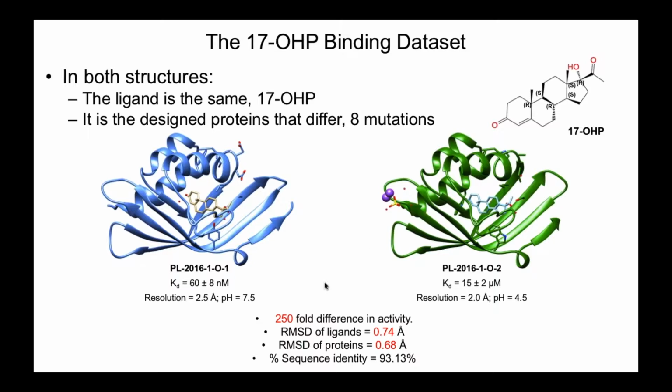And what makes this data set interesting is that there is a 250-fold difference in affinity between the KDs, despite having low RMSD of the protein and the ligand, and also high sequence identity between the two.